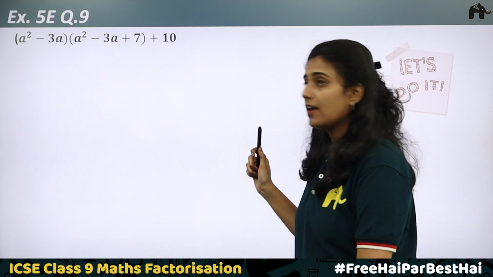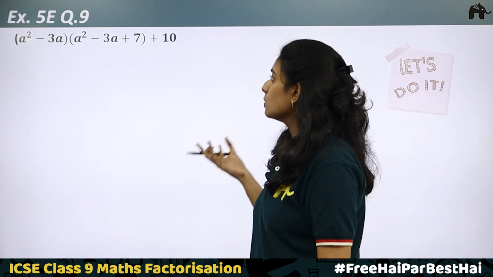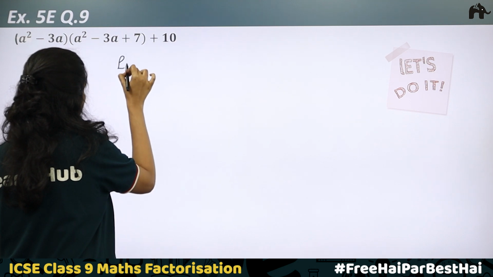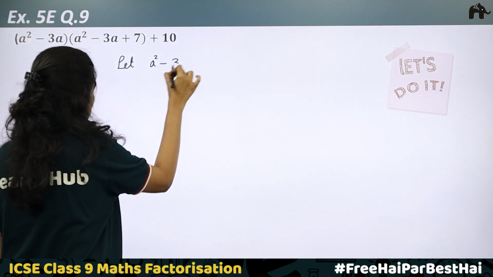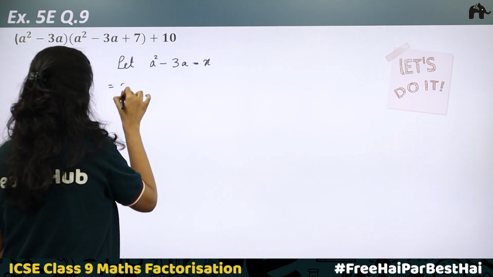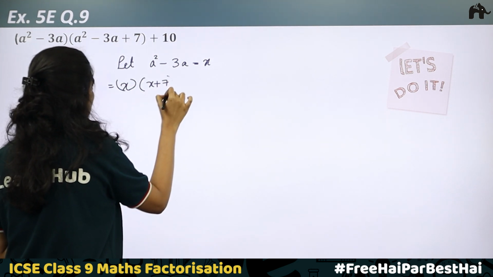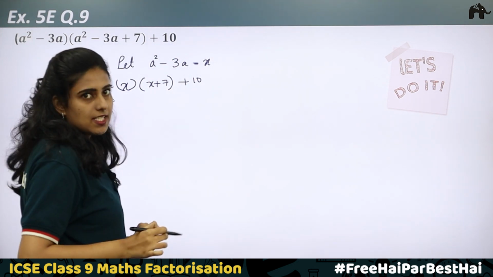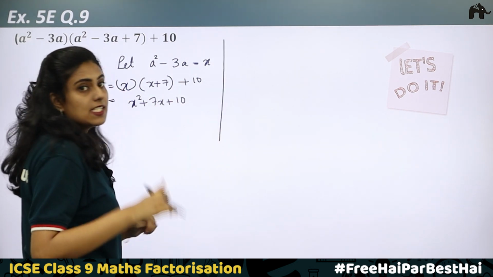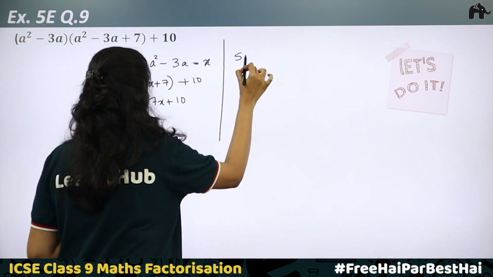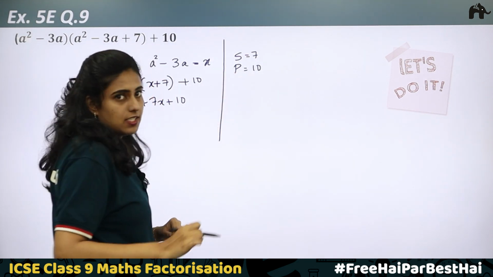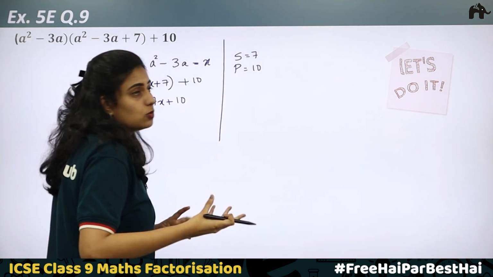Question 9 of exercise 5e: (a square minus 3a) into (a square minus 3a plus 7) plus 10. Okay, so here what we are going to do is let a square minus 3a equal to some x. To simplify, we are doing this. So the expression can be written as x into (x plus 7) plus 10, which, removing the brackets and multiplying, is x square plus 7x plus 10. Now we are going to use the splitting the middle term method. Sum should be equal to 7 and product should be equal to 10. Here we have sum and product positive, which means both the numbers that we choose will be positive.